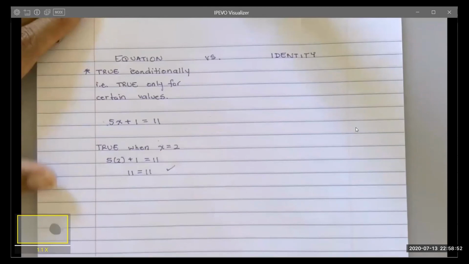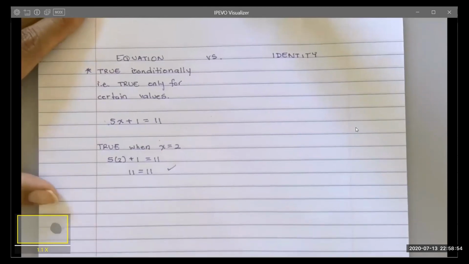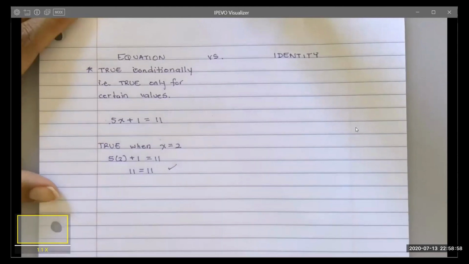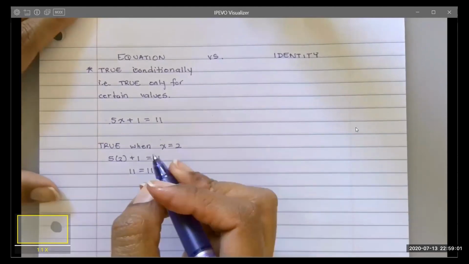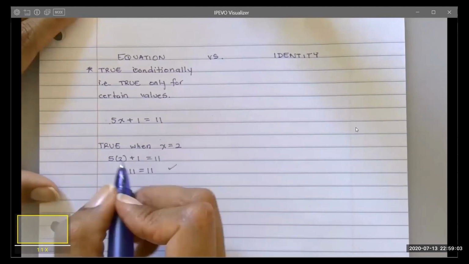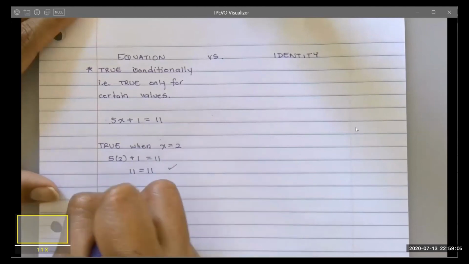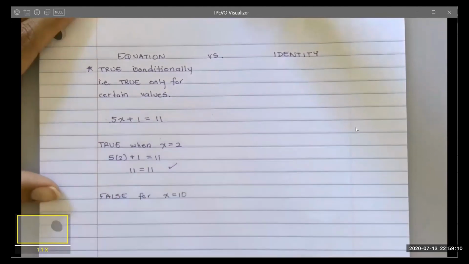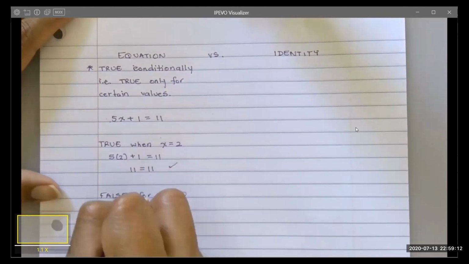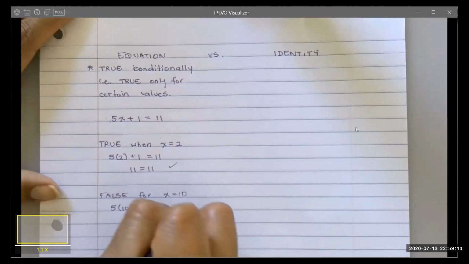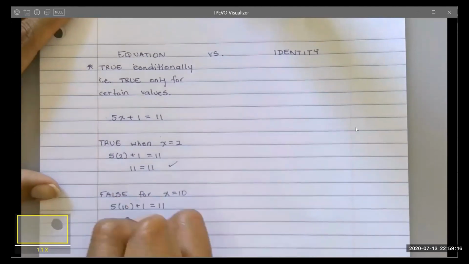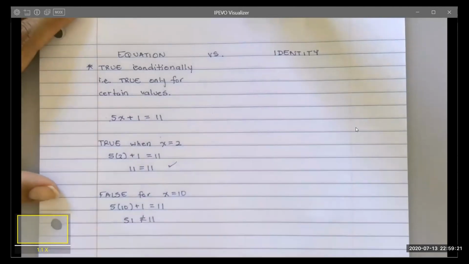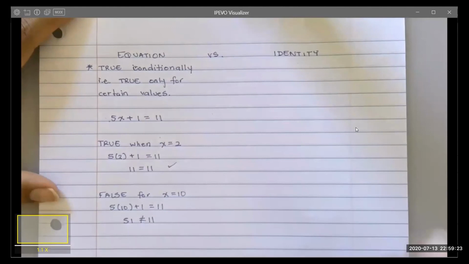It's not going to be true for all of the values. So if I try to plug in any other value, let's say 10, for instance, what am I going to get there? Well, I'm going to get 5 times 10 plus 1. Is that equal to 11? Well, here I'm going to have 51, right? And that does not equal 11. So it's true for only certain values of x in this equation.